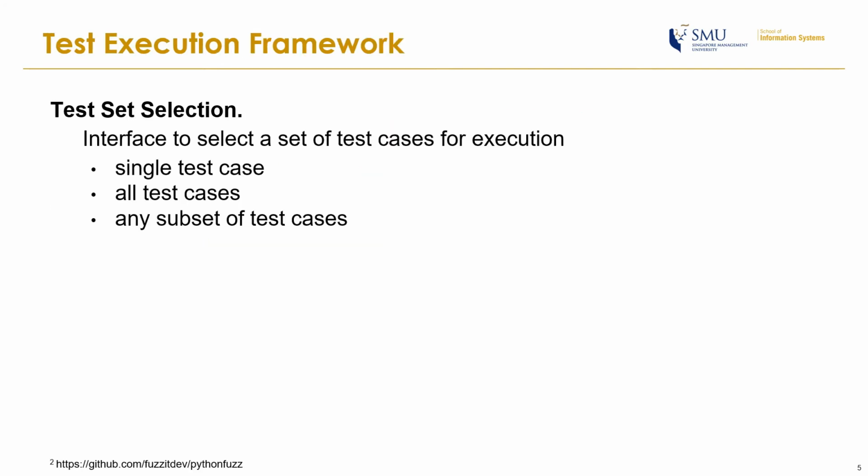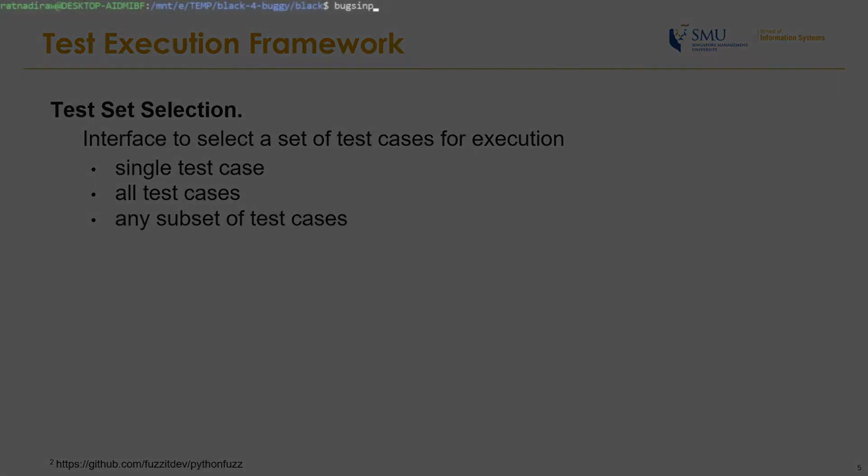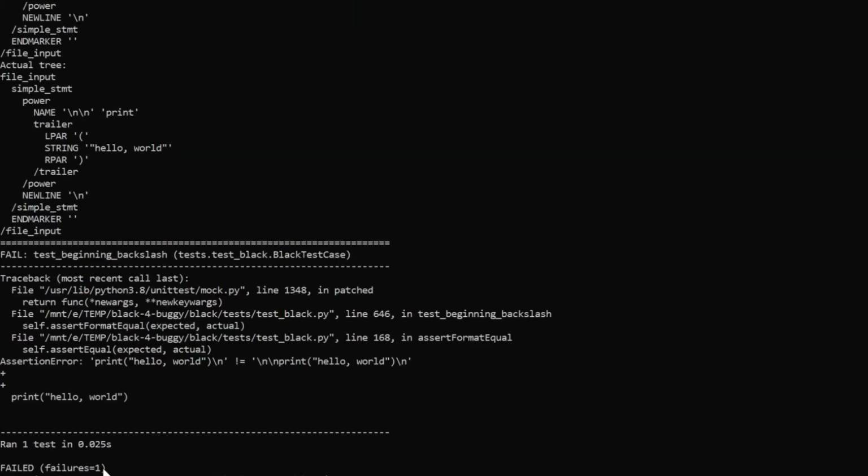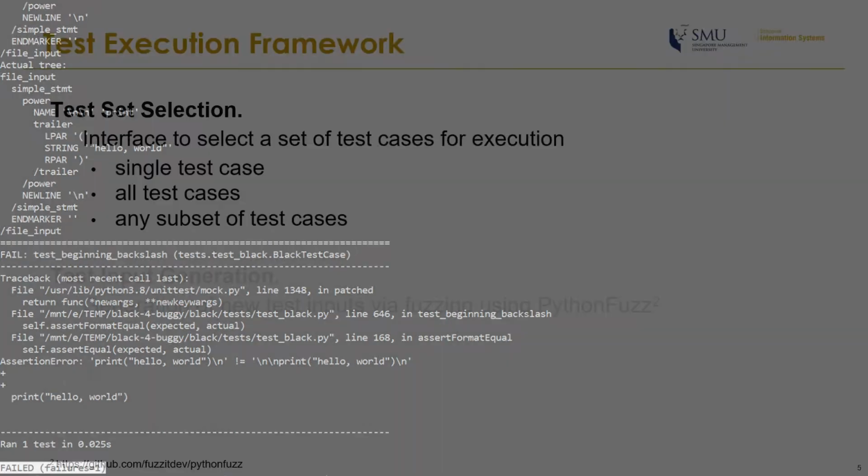Currently, the test execution framework provides several functions. In the test execution function, we can run test cases that are relevant to the bugs, or test cases from the projects, and any subset of the test cases. By default, only the test cases that are relevant to bugs are run.